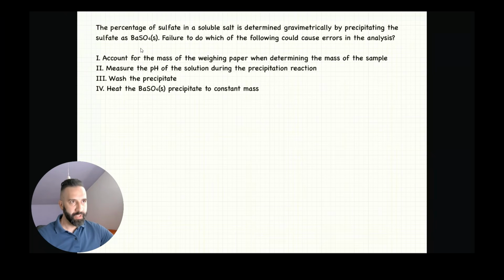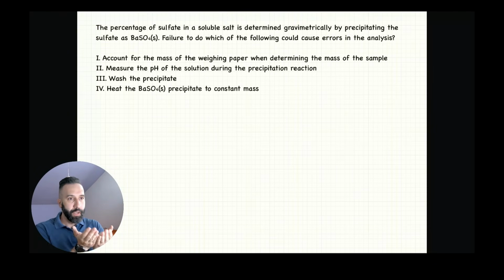So I've got the precipitate BaSO4 on the bottom here that I want to measure. I want to analyze it because this is gravimetry. I need to measure the mass of that, right? So what could cause an error? One, failure to account for the mass of the weighing paper when determining the mass of the sample. So in the lab, you're going to measure everything on an analytical balance on weighing paper. Sometimes you might use other things, but usually it's going to be on a weighing paper.